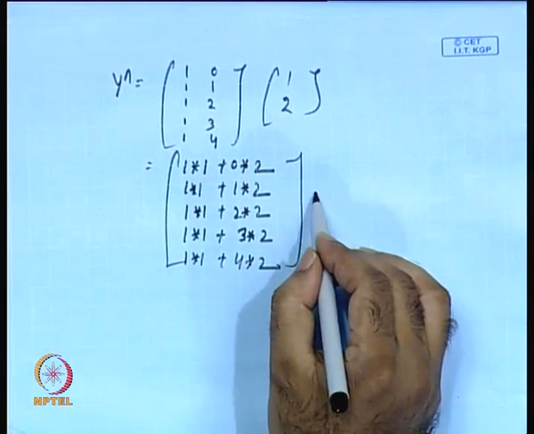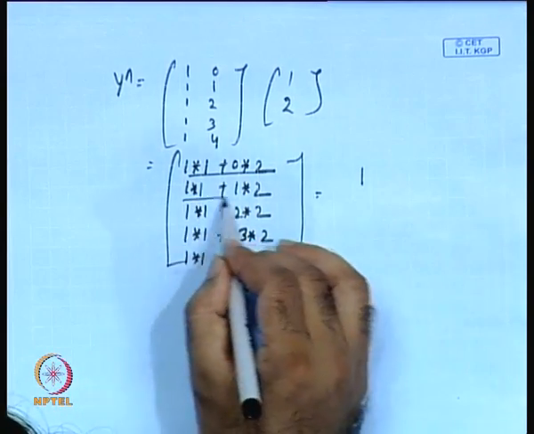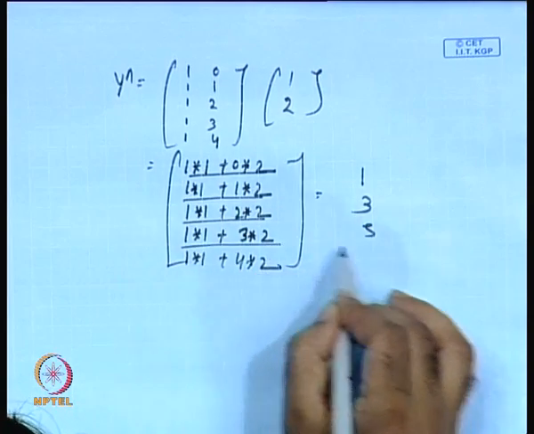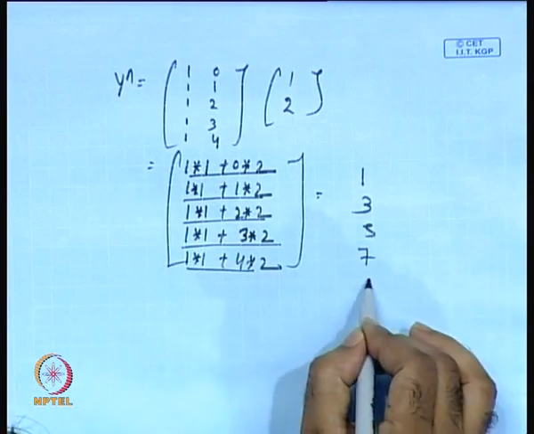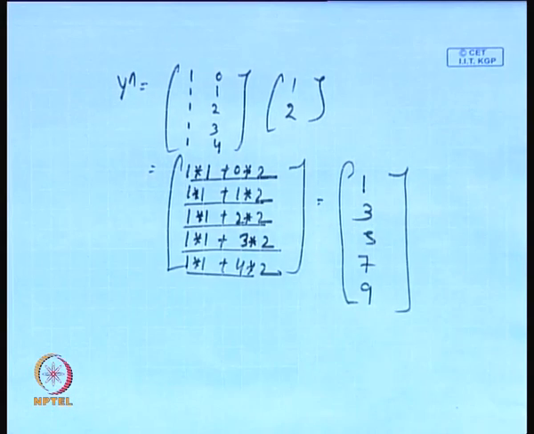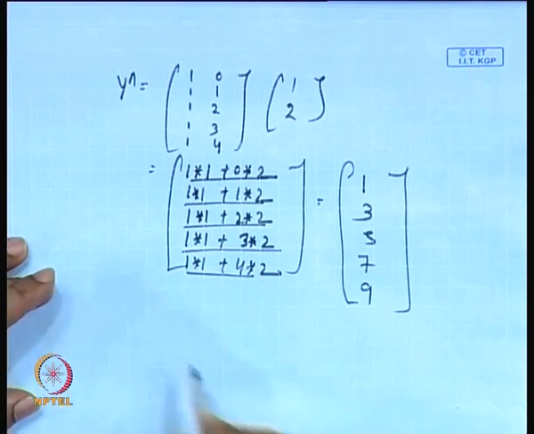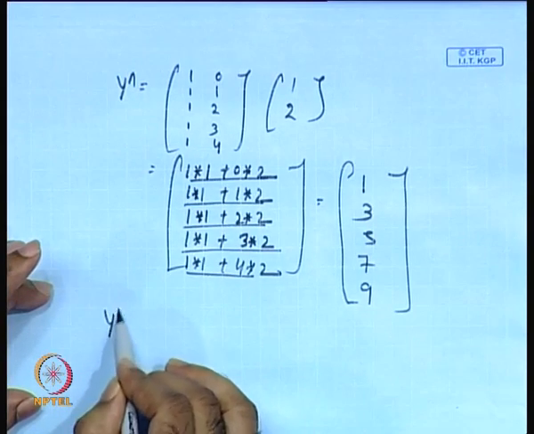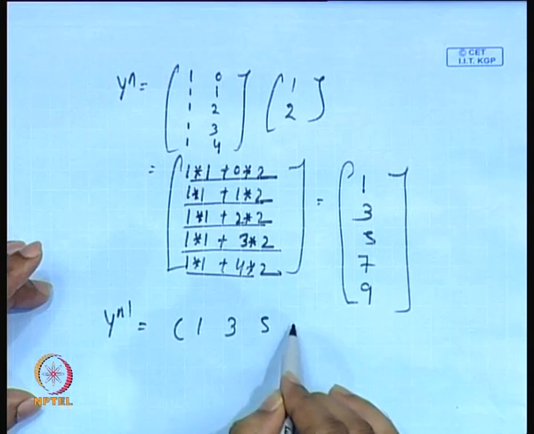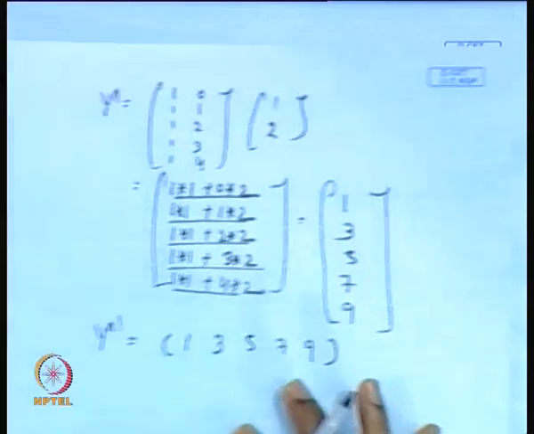Okay, so this is the y head. If you simplify, you will get 1, 3, 5, 7, and 9. So this is y head, but we need y head transpose y. So y head transpose will be like this: 1 3 5 7 9. We would like to calculate y head transpose y.